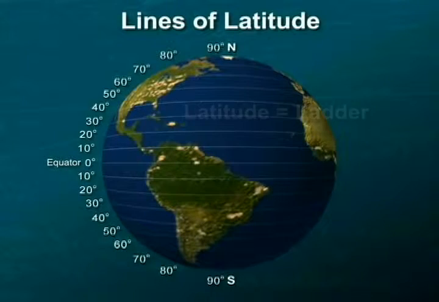As you count upward from the equator, you are counting north latitude. Here's 10 degrees north latitude, 20 degrees north latitude, and so on. So guess what you're counting as you go south? That's right, you count south latitude.